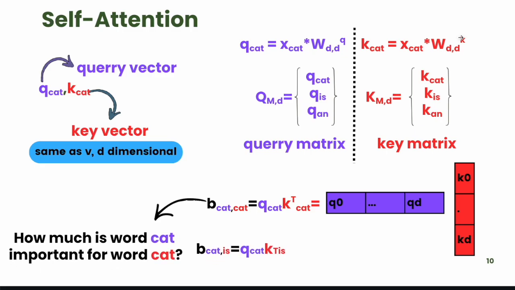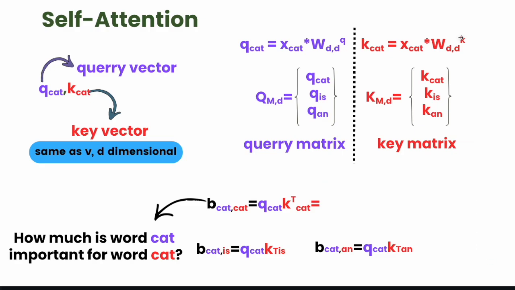And you can do the same for other words as well. You can do the same for cat and is, cat and an, is and cat, is and an, and for all the different words that we had. So we can represent the weight between words using the inner product between the query and the key vectors. And now we almost have the expression for the weights. Only one thing is missing, and that is some form of normalization.